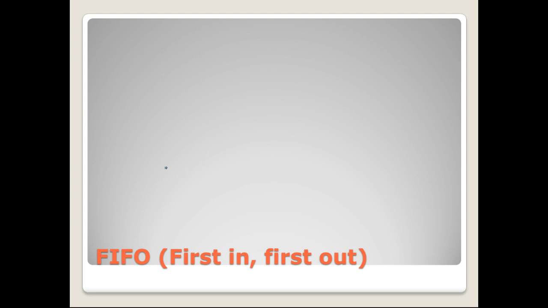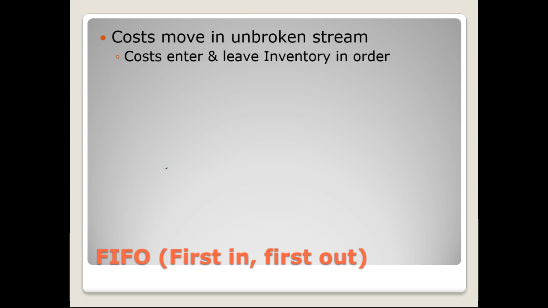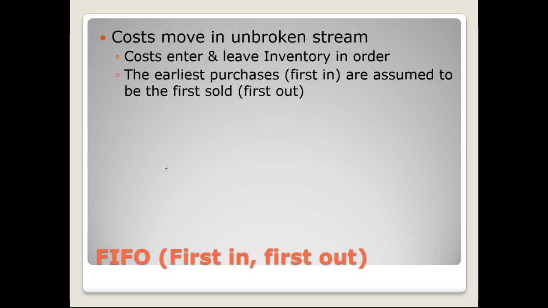Let's first look at FIFO. And we do actually say FIFO. This is first in, first out. This actually follows inventory units in an unbroken stream. It actually follows the costs, rather, not the units themselves. The costs enter and leave inventory in their order. So you sort of imagine each grouping of inventory standing in line and waiting its turn to come into the inventory account and to leave the inventory account.